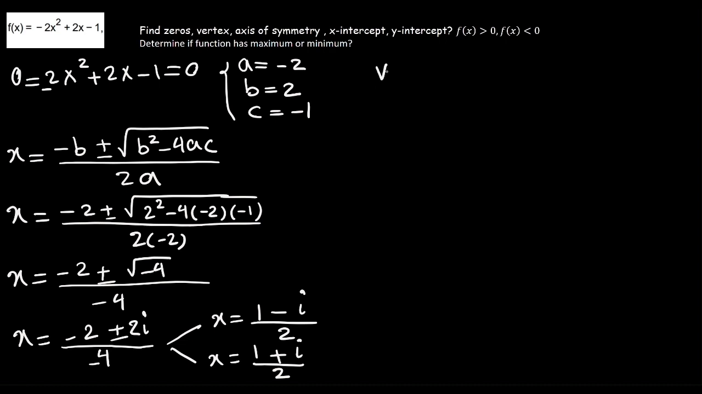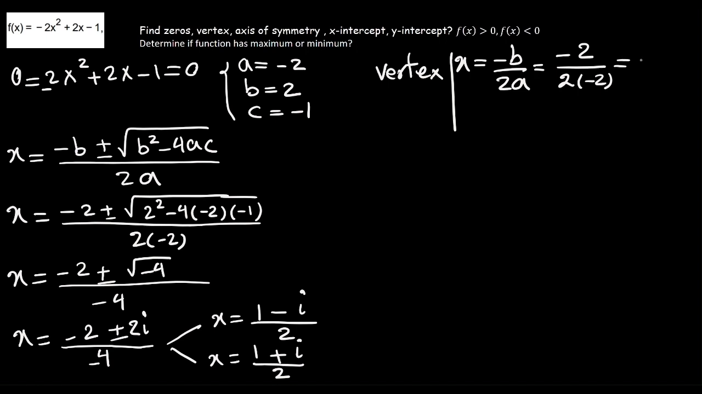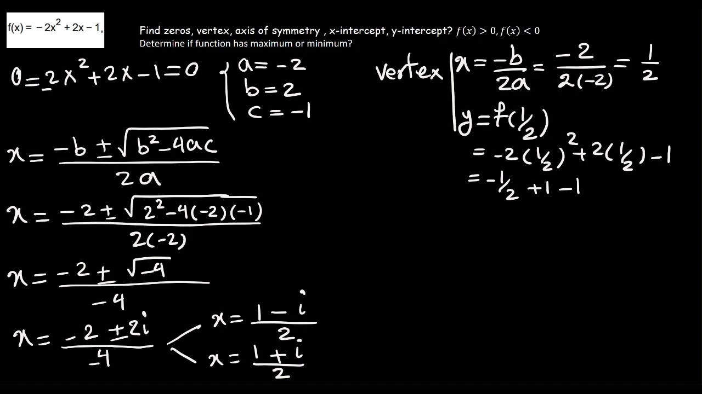What is the vertex? To find the vertex for a quadratic equation, x of vertex is negative b divided by 2a. So it's negative 2 divided by 2 times negative 2, which is positive 1/2. And the y value of the vertex is f of x of vertex, so it's f of 1/2. So we plug 1/2 into the function and simplify to find the final answer, and as you see, it equals negative 1/2. So the vertex is (1/2, -1/2).